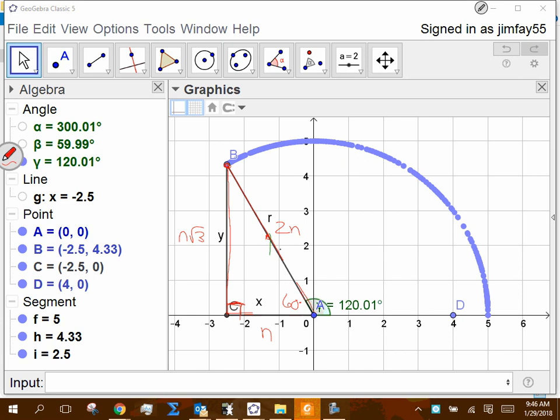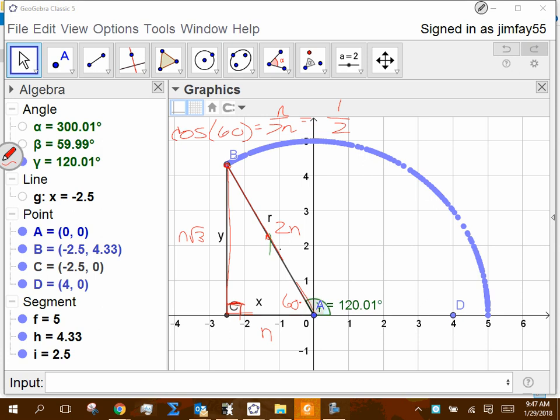But if I ask you, what is the cosine of 120 degrees? Well, it's going to be a lot easier for us to determine the cosine of 60 degrees. What would be the cosine of 60 degrees here? What is the adjacent side to 60 here? N. And what's the hypotenuse? 2n. So when I say cosine of 60 degrees, it's n over 2n, right? Which is going to be 1 over 2, correct?